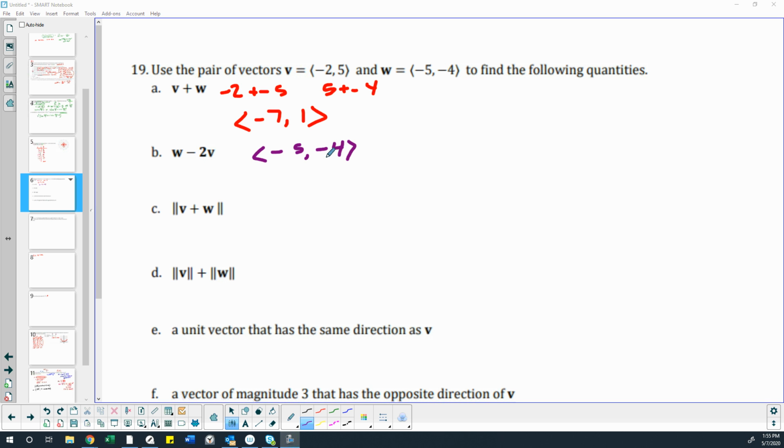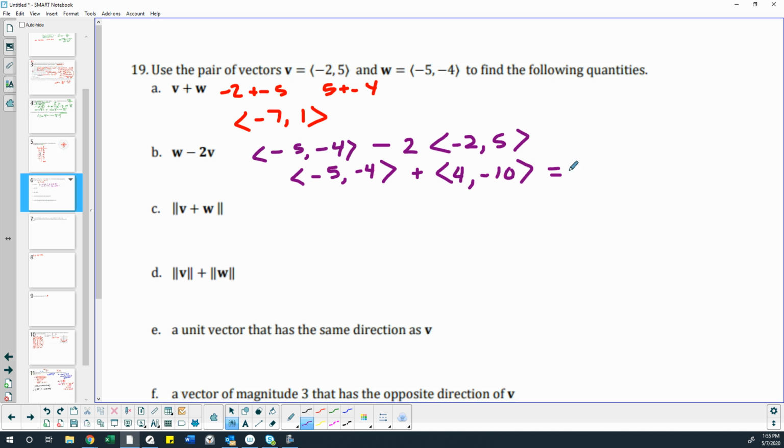Then w minus 2v means we take w and we're going to subtract 2 times vector v, so -2, 5. I prefer adding to subtracting because then I don't get as mixed up on what I'm doing. So I'm going to say I'm adding, and I'm going to multiply the negative in. So -2 times -2 is 4, and -2 times 5 is -10. Then if I combine those, I get -5 plus 4, which is -1, and I get -4 plus -10, which is -14.